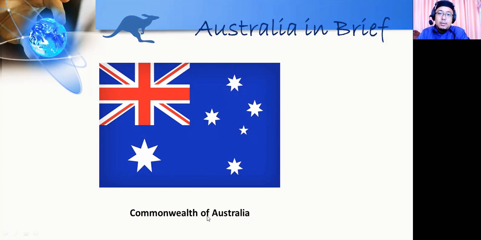People might recognize Australia only as Australia. In fact, the name of Australia is Commonwealth of Australia. Jadi Australia adalah bagian dari negara Commonwealth. Right? Now let us move to the next information about Australia. So keep in mind that the form of this flag represents the flag of Australia, and Australia is part of the Commonwealth countries that is located in the Australian continent.